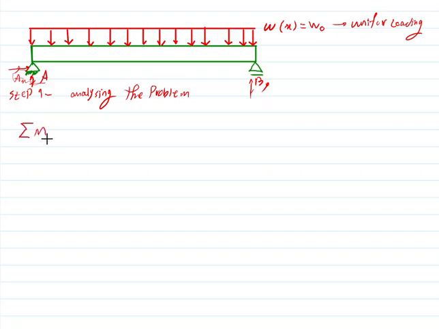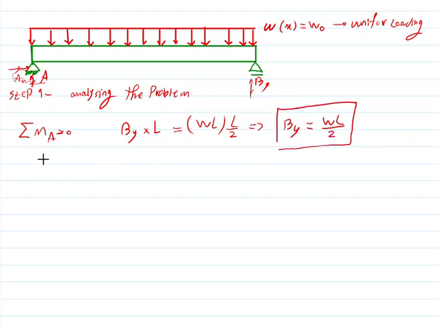Sigma M around A equal to 0 leads me to know By times the length L equal to WL multiplied by L half. And I hope you know how we derive this. By will be equal to WL over 2, half of the total force. And if you write a sigma Y, you understand that By plus Ay must equal WL. So Ay is actually equal to WL over 2.